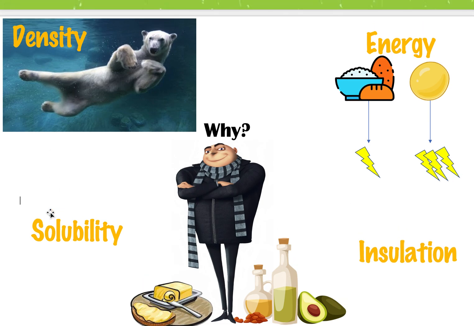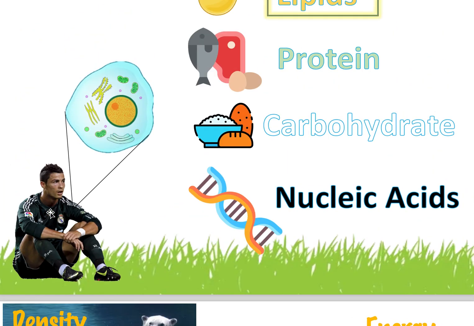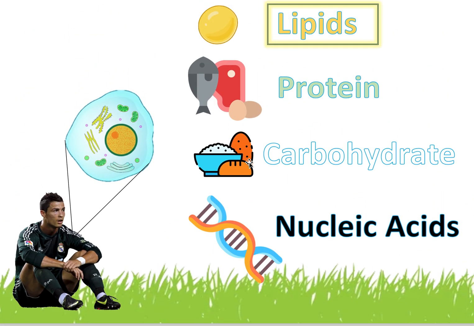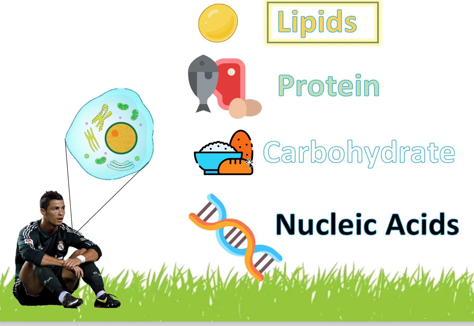So now what exactly does a lipid look like? Because we know lipids can be found in like oils and butter and all these fatty things. But what exactly is the structure? If we zoomed into a lipid, what would it look like?